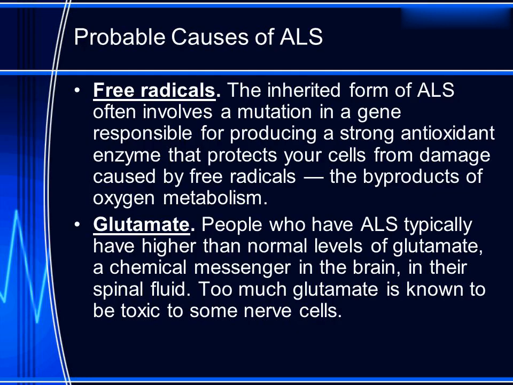Probable causes of ALS. Free radicals. The inherited form of ALS often involves a mutation in a gene responsible for producing a strong antioxidant enzyme that protects your cells from damage caused by free radicals, the byproducts of oxygen metabolism. Glutamate. People who have ALS typically have higher than normal levels of glutamate, a chemical messenger in the brain, in their spinal fluid. Too much glutamate is known to be toxic to some nerve cells.